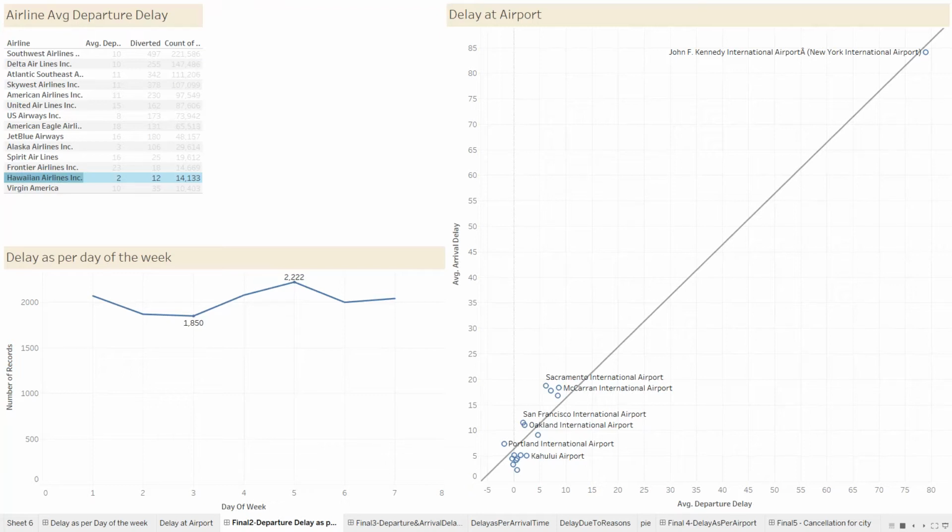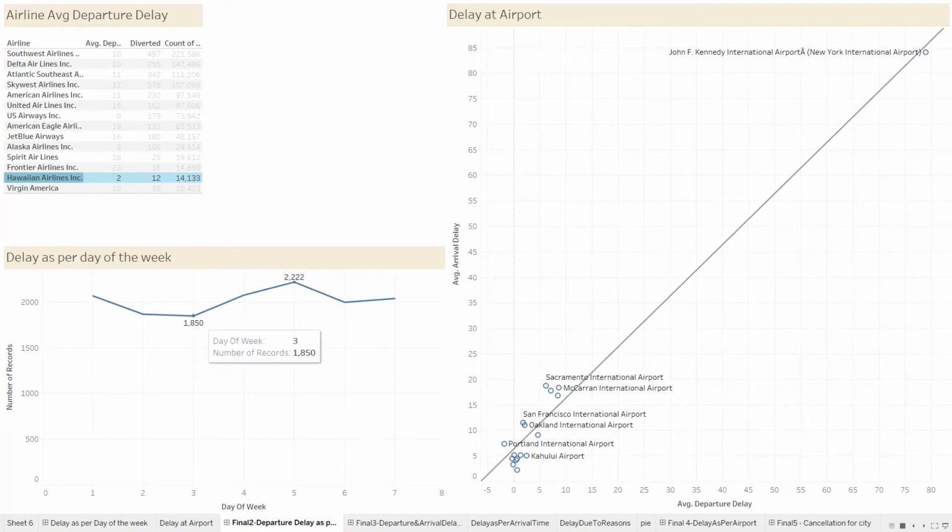And as you can see, with the help of this you can find out which airports Hawaiian Airlines flies through, and which airports it has connections to. It has very few airports compared to what we saw in Southwest Airlines.